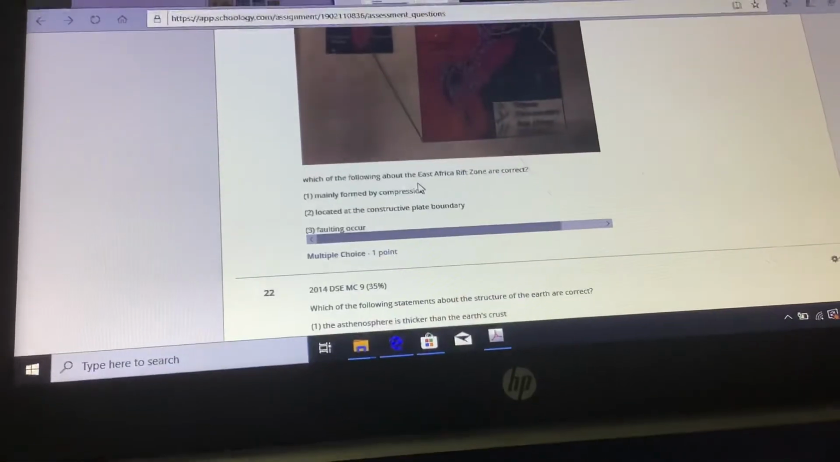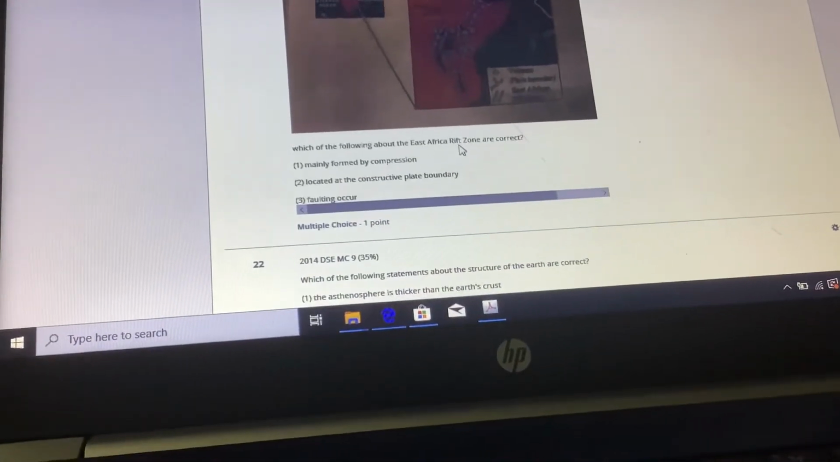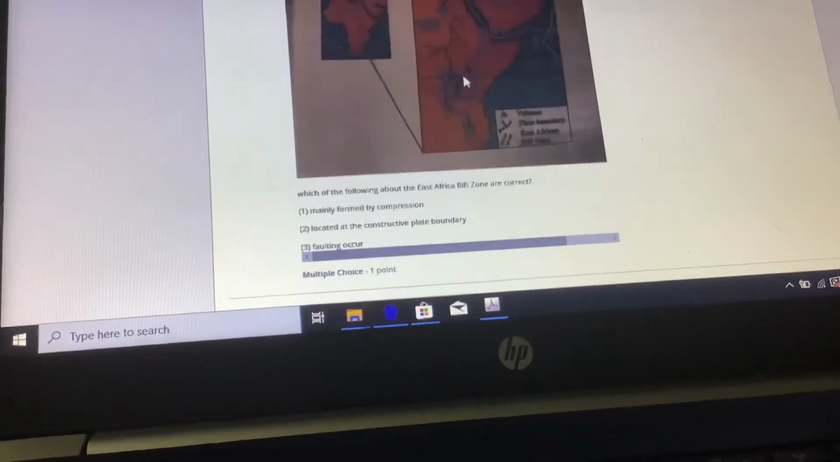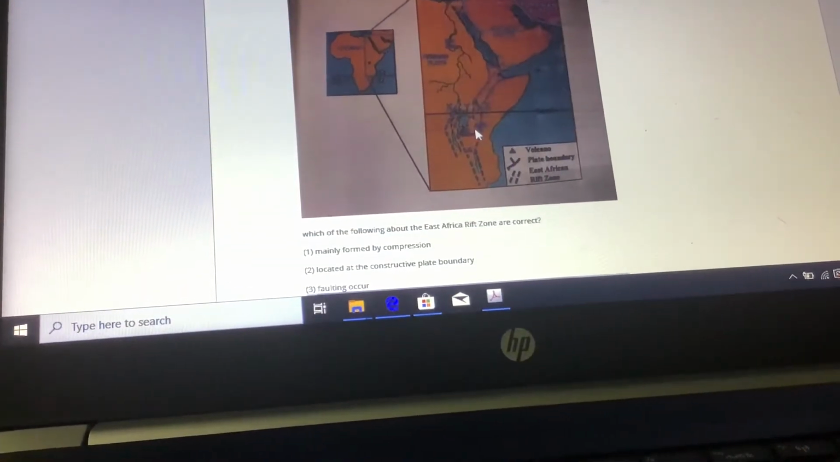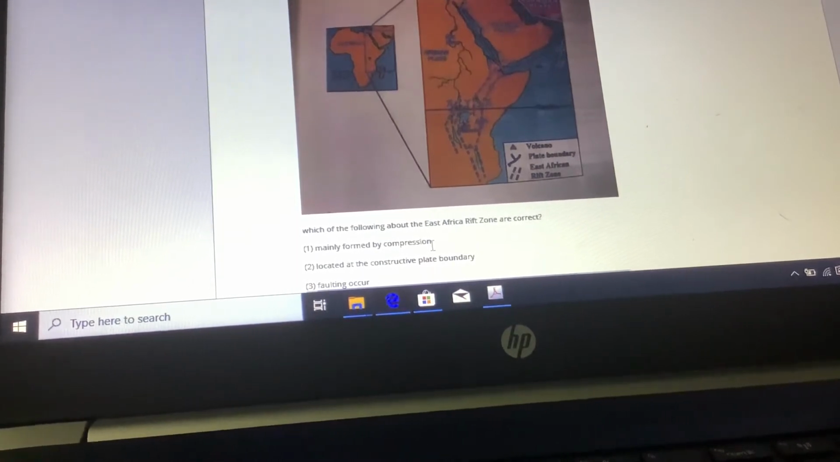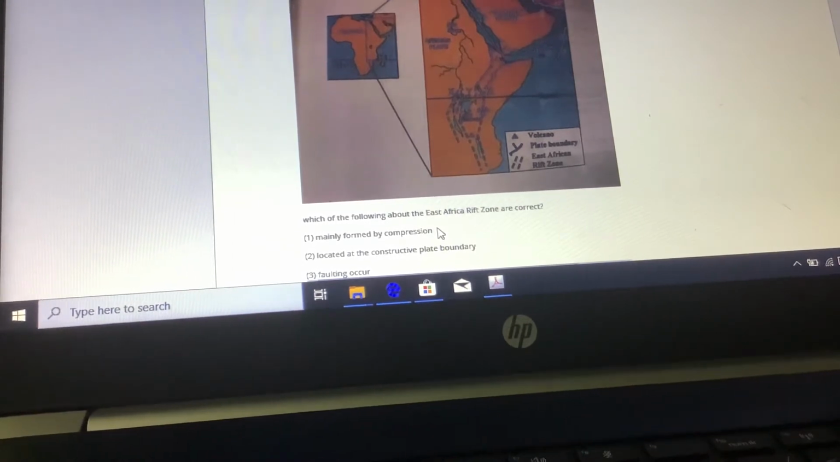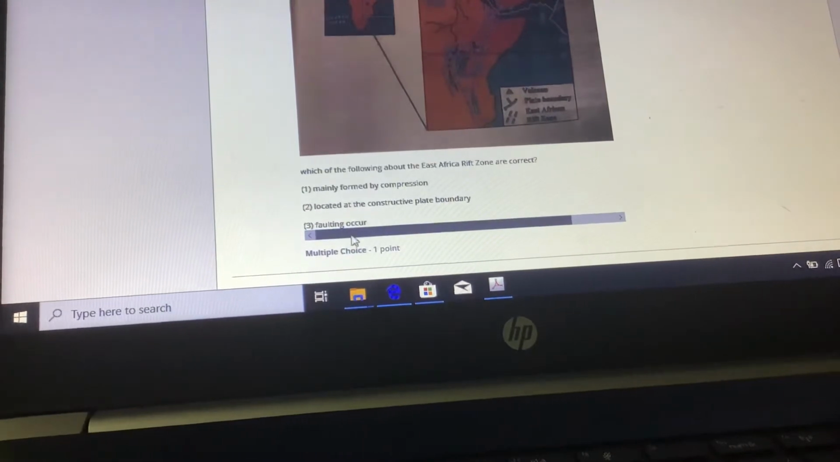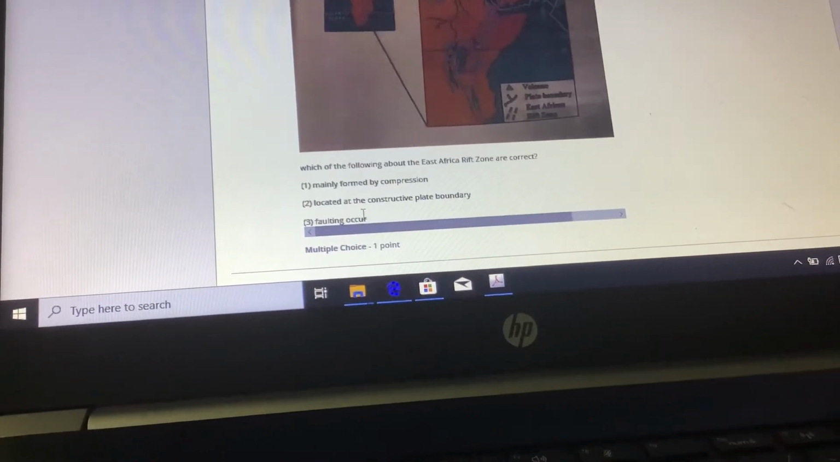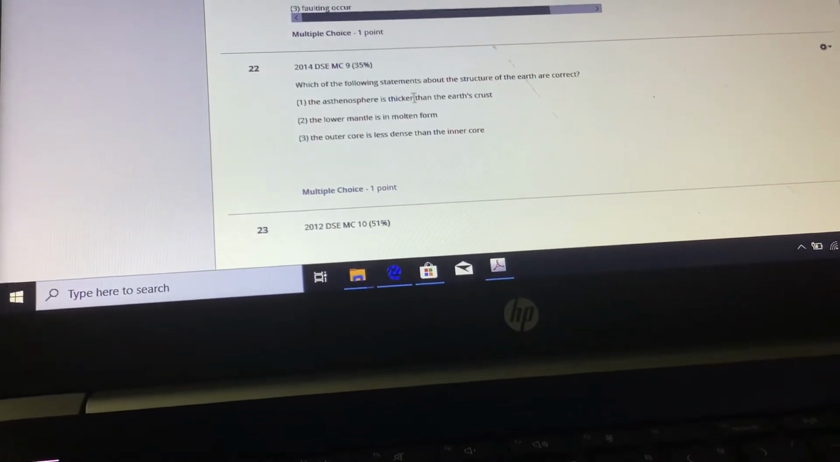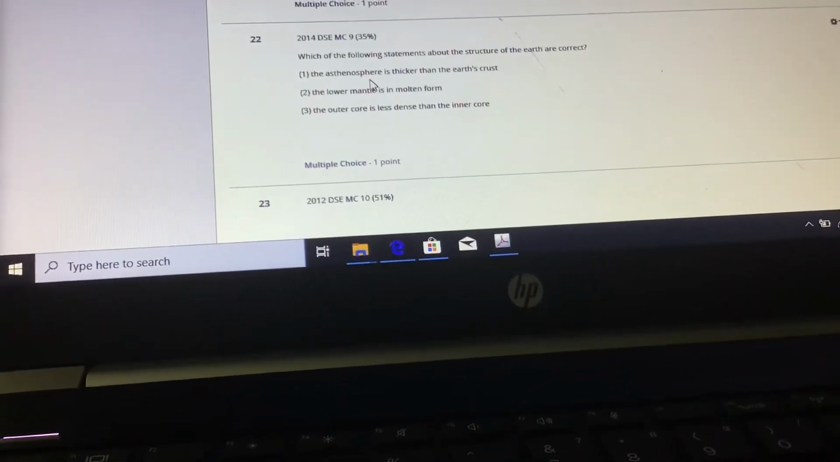the following about the East Pacific Rift Zone are correct? Is it formed by compression? No. Okay, a rift valley is not caused by compression, mostly caused by tensional force. So constructive plate boundary is correct. As I said before, we have rift valley and also block mountain. These are faulting. Number 2 and 3. Okay, this one: which of the following statements about the structure of Earth is correct? This comes again.